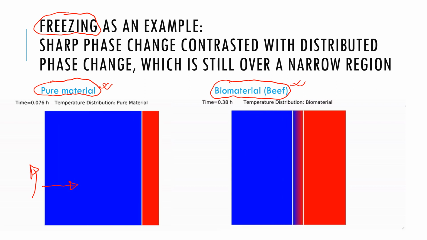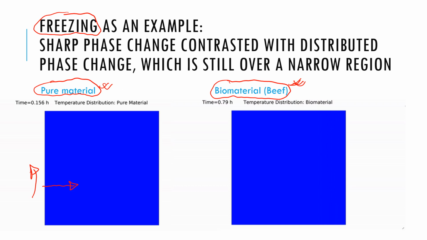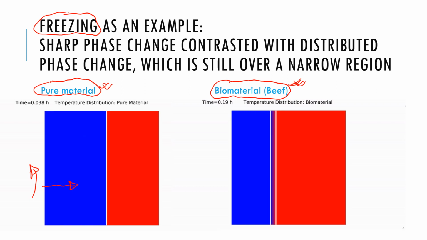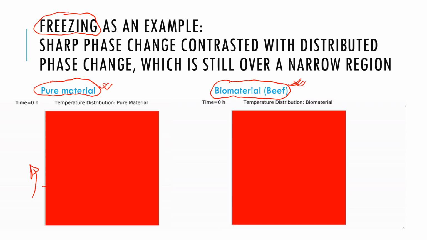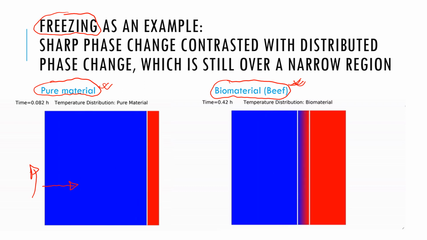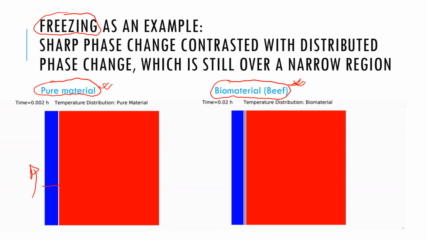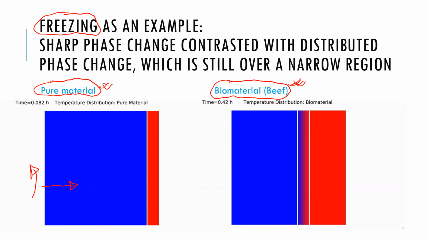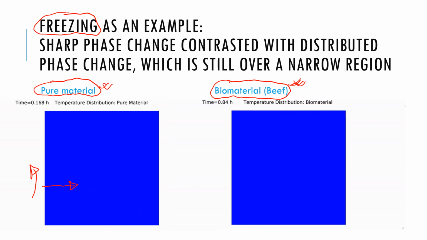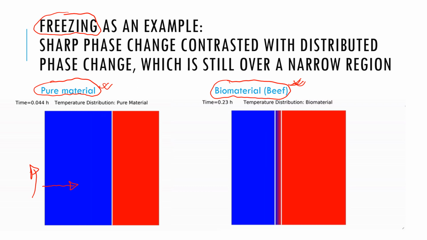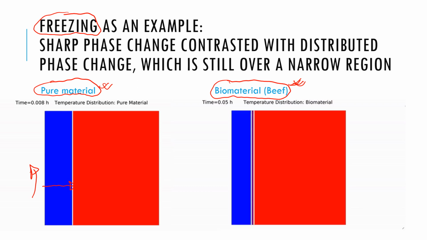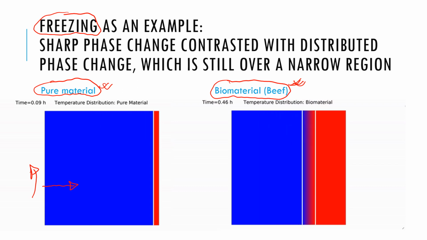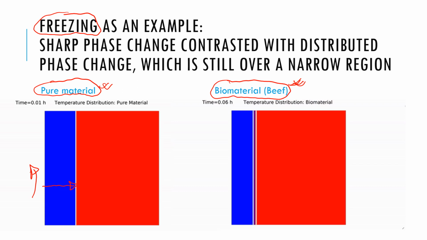On the right side, on the other hand, we formulated the problem saying, okay, the freezing can happen over a temperature range based on other physics that we are not getting into. And let's see just how wide is the region over which phase change happens, because that will tell us whether it's a sharp interface or not.